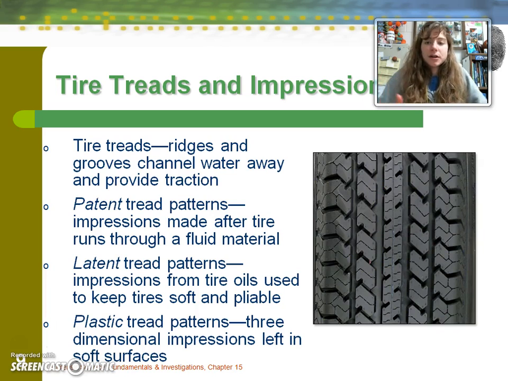For example, let's say that a car ran over a roadkill and it leaves a trail of blood from the tire impressions after that. Latent tread patterns, there are oils that are used to help keep the rubber soft, and they're not always visible to the naked eye. So that could be a latent tread pattern, and maybe the most common would be the plastic tread pattern, which is the three-dimensional impression, for example, if the tire travels through mud.